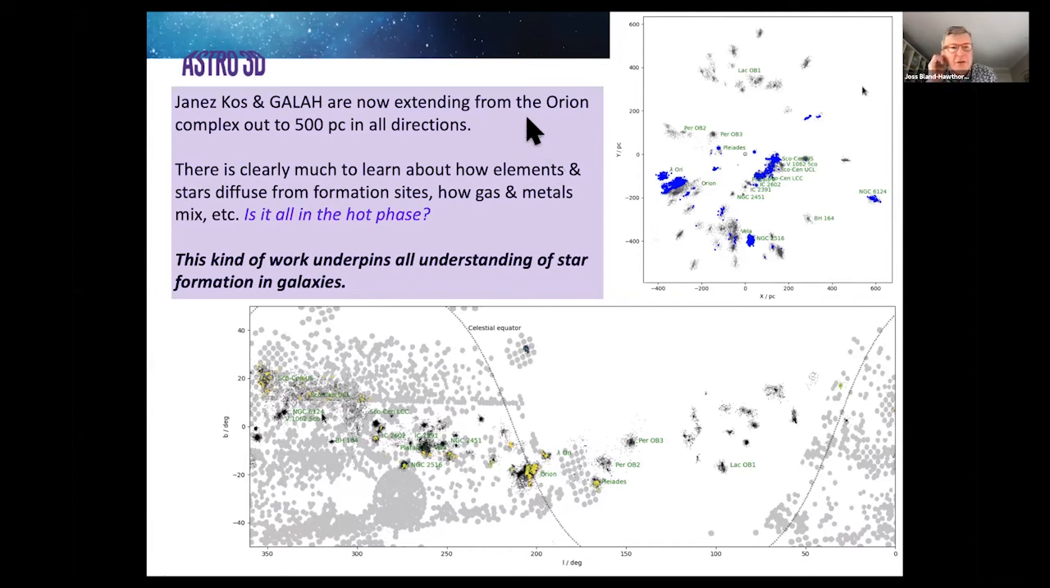We don't know really so much about how stars diffuse from formation sites, how gas and metals mix. And maybe one of the questions that we'd like to understand is, are all these elements which are being created as soon as a cluster has collapsed in this way, have they all gone into the hot phase? So you basically have to find the cooling phases out of the hot phase for the next generation of star formation. If this is the case, this is the kind of thing that has to go into the microphysics of n-body cosmological simulations. So this kind of work, as I write here, underpins all of the star formation in galaxies, I would say.